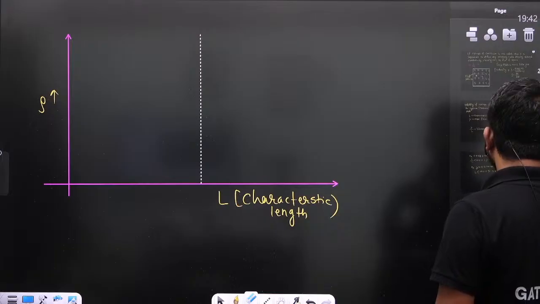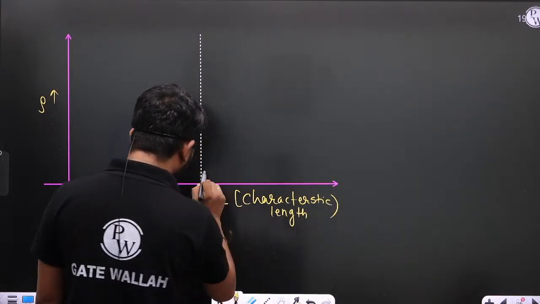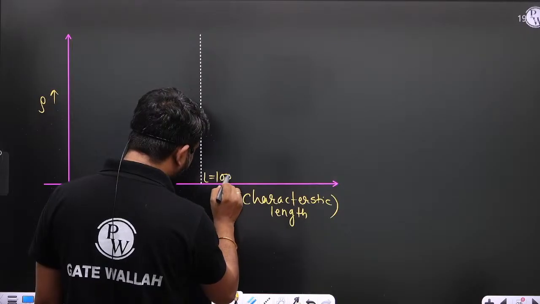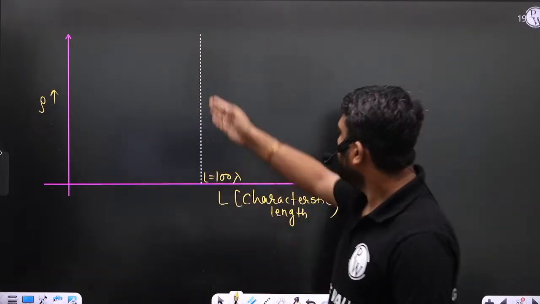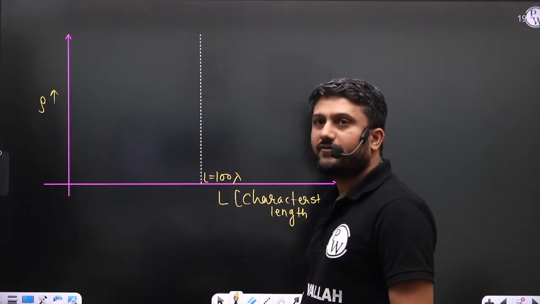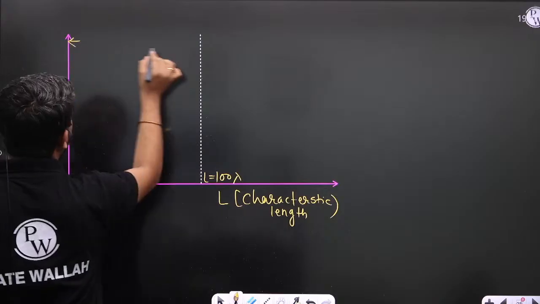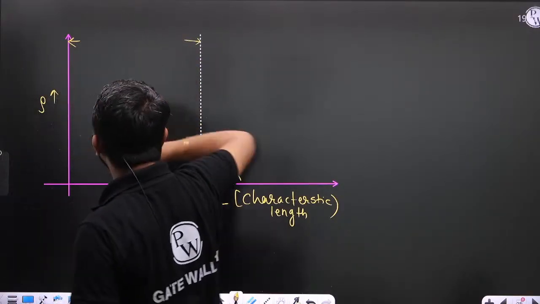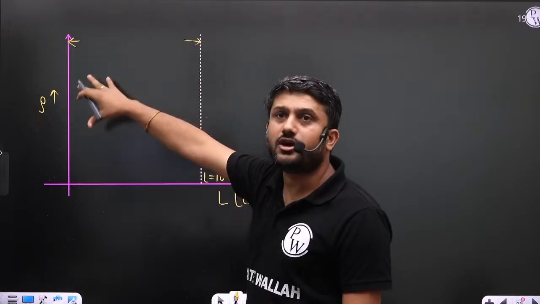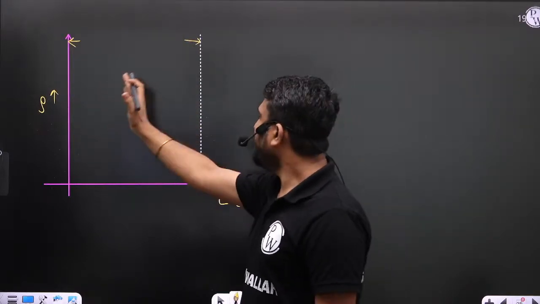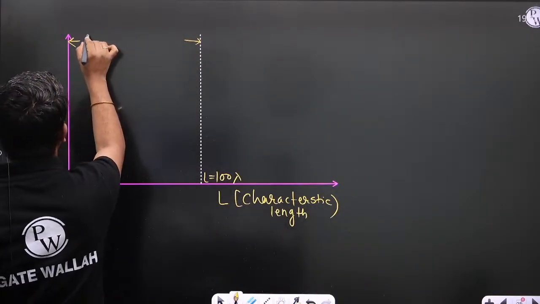Okay, here L is 100 times of lambda, right? So see, if L is less than 100 times of lambda, that means in this zone, beta, the concept of continuum is not valid, right? Because L is less than 100 times of lambda. So in this zone, concept of continuum is not valid.